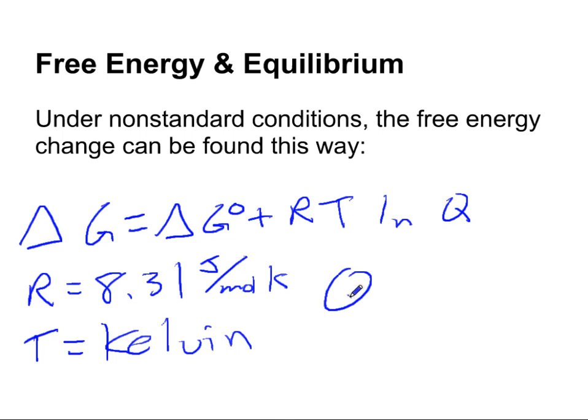And Q is your reaction quotient, which we used back in Unit 11 in equilibrium, the products over reactants equilibrium expression. It's just not necessarily at equilibrium. So that's how we can relate the reaction quotient and equilibrium concepts to delta G, which we can then tie back to enthalpy and entropy.